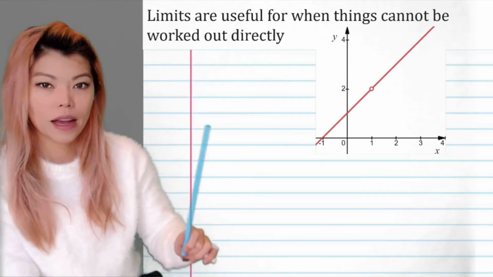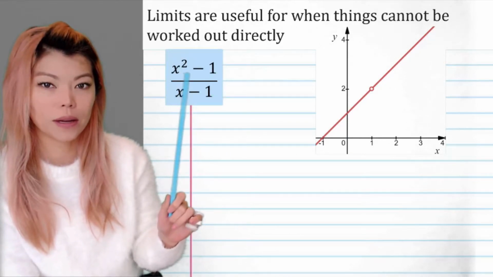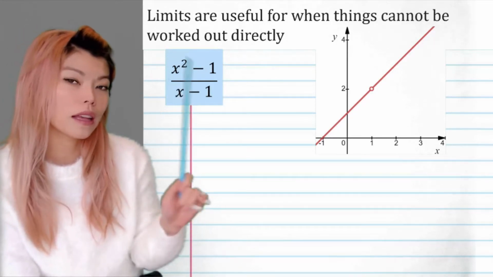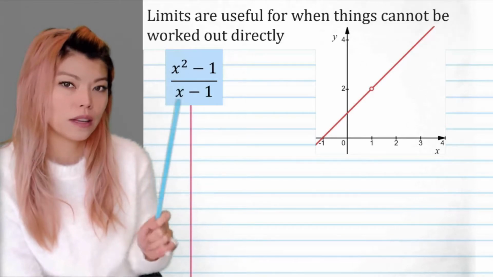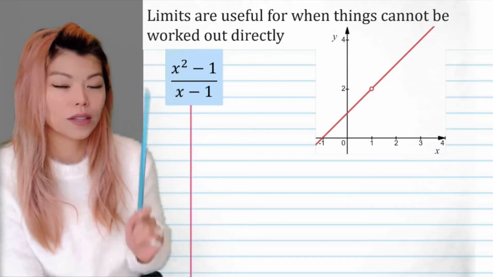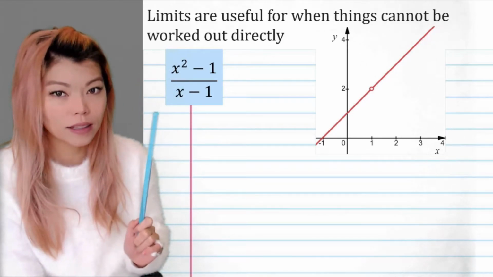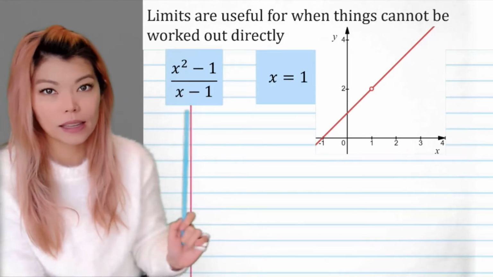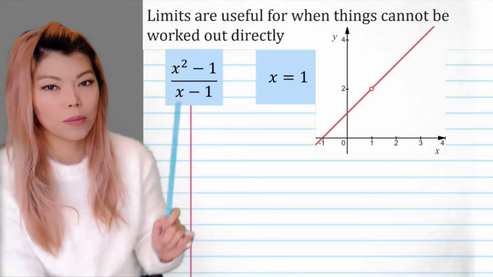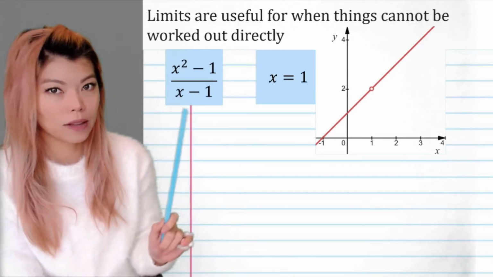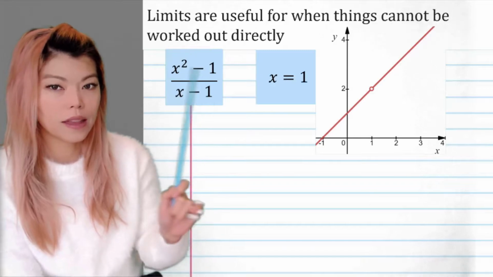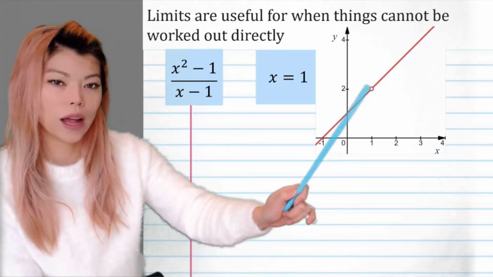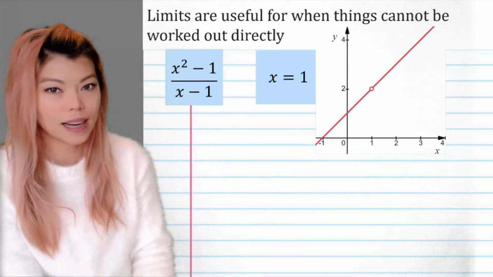Here we have an expression, x squared minus 1 over x minus 1. And we know that if y equals this function, the x value cannot exist at x equals 1, because when x is 1, the denominator is 0. When the denominator is 0, we cannot divide by 0, so this doesn't work. This graph actually looks like that. So see, at x equals 1, we have a hole in our graph. It doesn't exist.